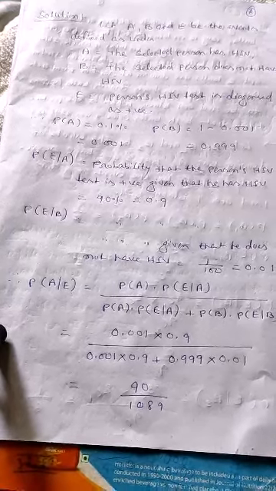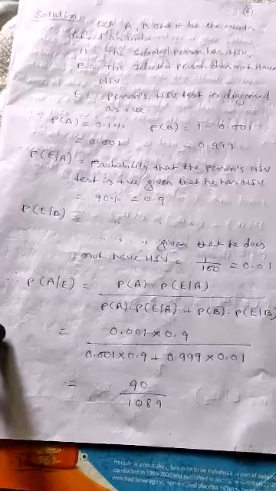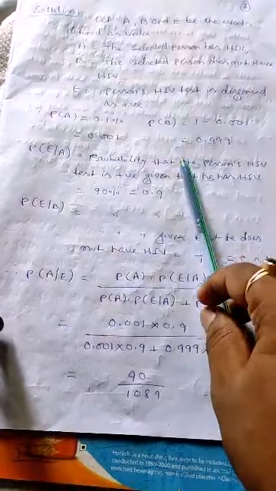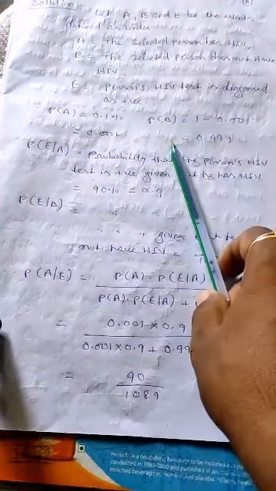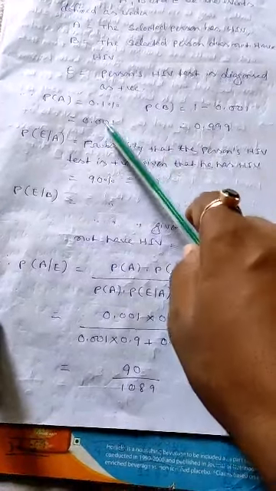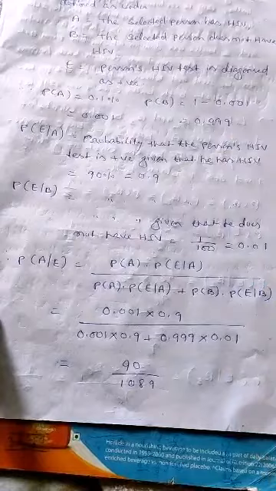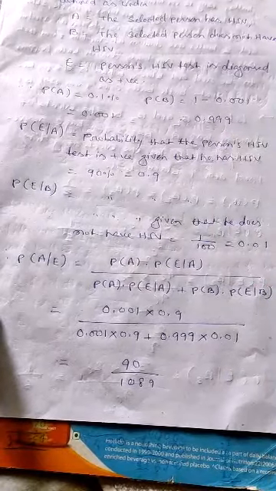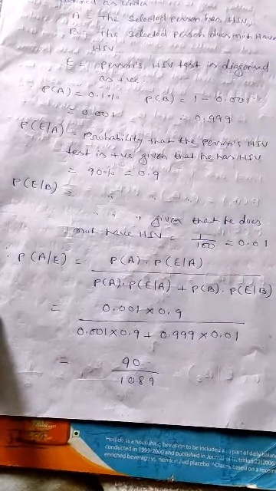So from this we can calculate the probability of persons who do not have HIV. That is P(B) equal to 1 minus 0.001, so 0.999 is the probability of persons who do not have HIV.